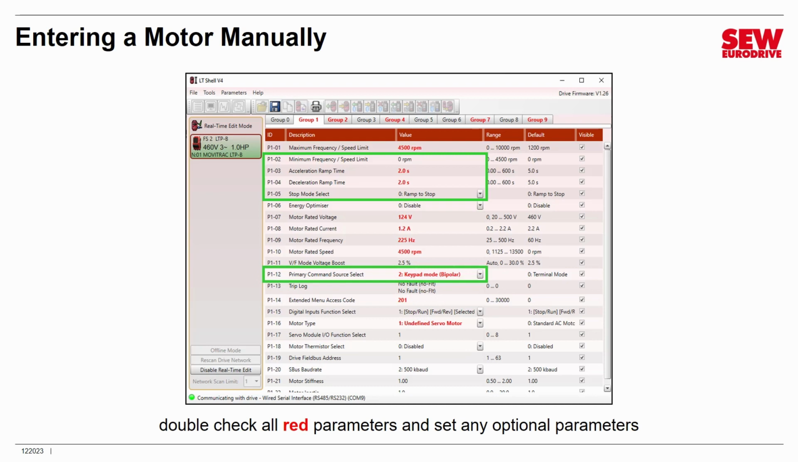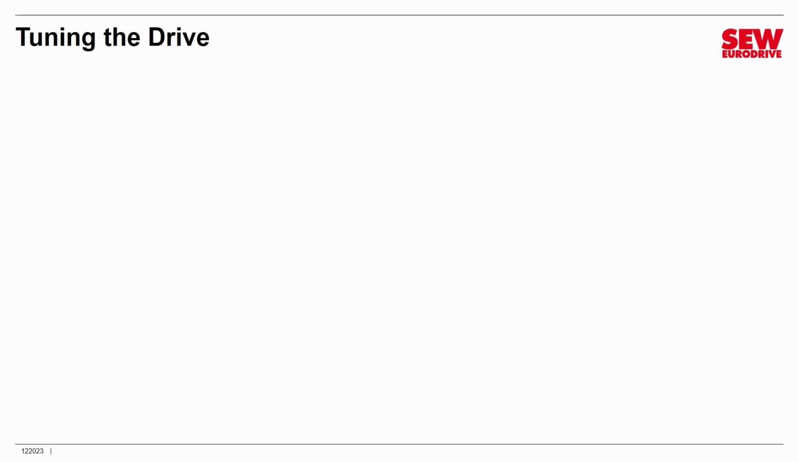Once you know everything's working, if necessary, you can change this to something else like terminal control mode or fieldbus mode. But I recommend starting in keypad mode. And then you will have to do something that we talked about way back in the beginning, and that is tuning the drive. Remember, the MOVITRAC LTP-B can do something called auto-tuning, where it measures the motor's electrical parameters by running a small amount of current through it.